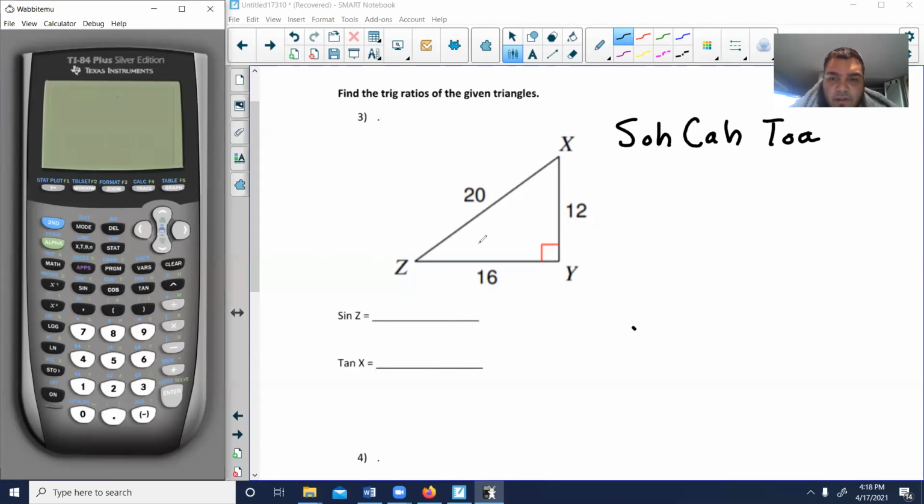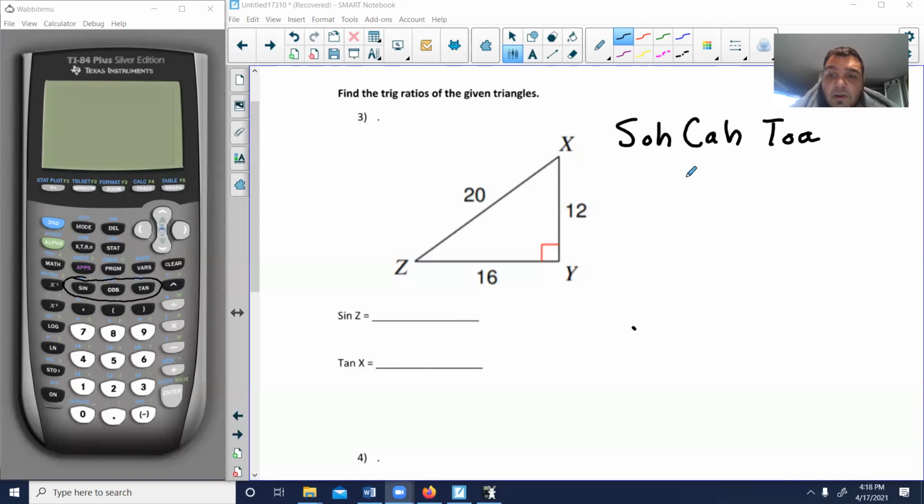Now, first off, SOHCAHTOA is sine, cosine, tangent, and you can see sine, cosine, tangent on these buttons of your calculator. By the way, you're going to need a calculator for the second half of this test. If you do not have a calculator, make sure that you borrow one from somebody else or from the school, because you need to have a calculator for this part of the test. Not this page, but the next 2 pages.